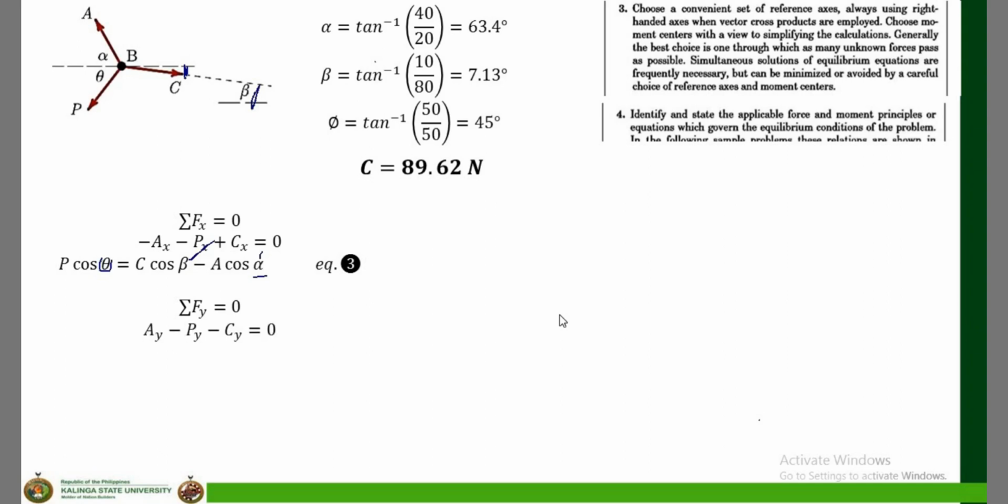AY is positive, PY is negative, and CY is negative. Again, you have to take note of your directions. And the PY is equal to P sine of theta, AY is equal to A sine alpha, and CY is equal to C sine beta.